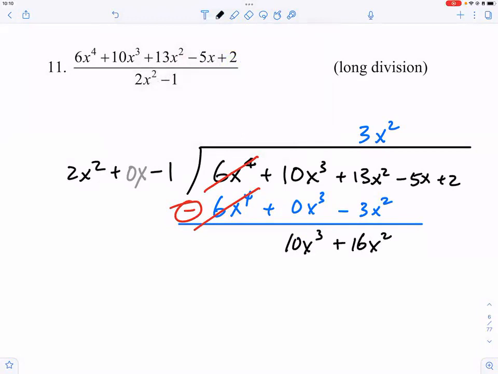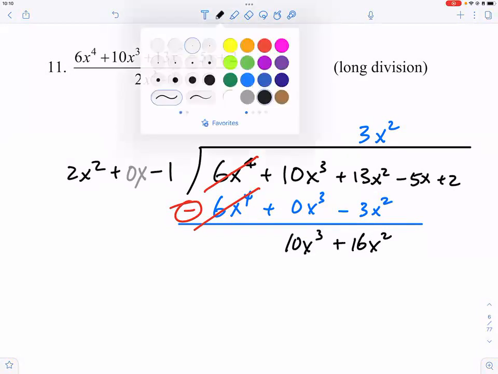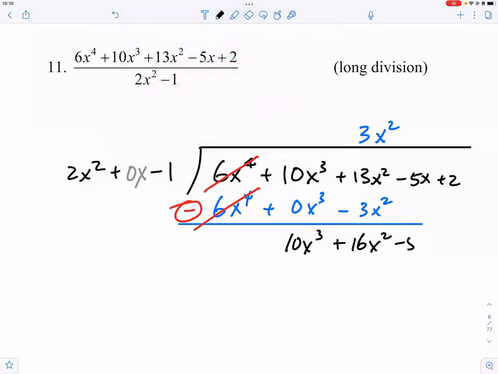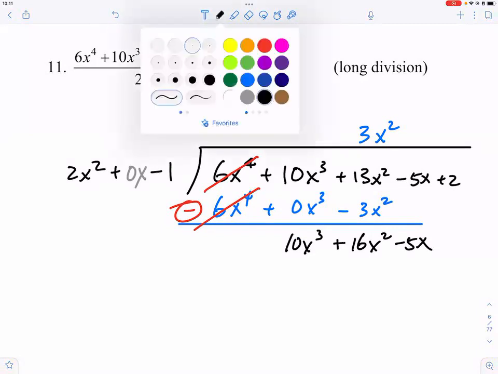And this is where mistakes could likely be made. It's when students forget that there are two minuses and you have to change it to an addition. I would say this is probably the most likely mistake that students could make. All right, so that's the first step.